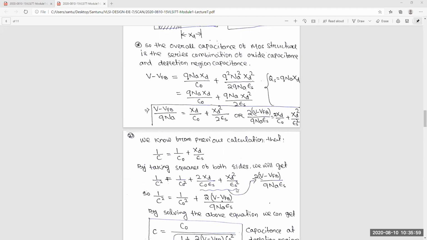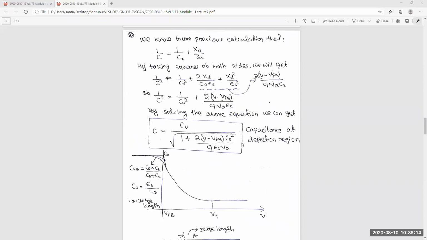Okay. Now we have already derived that the addition of these two parts is nothing but this part, 2 into V minus V flat band by QNA by epsilon. So directly you can put it here. By solving the above equation we can get C equal to this part. This is your final equation.